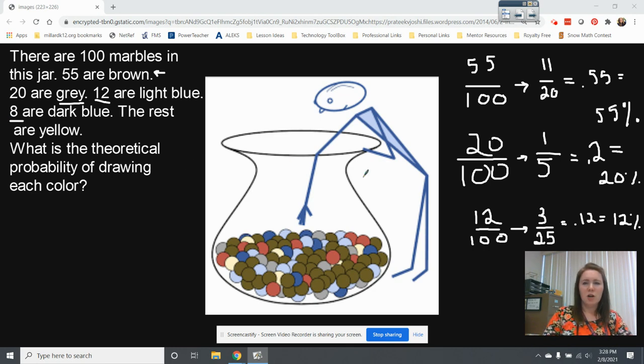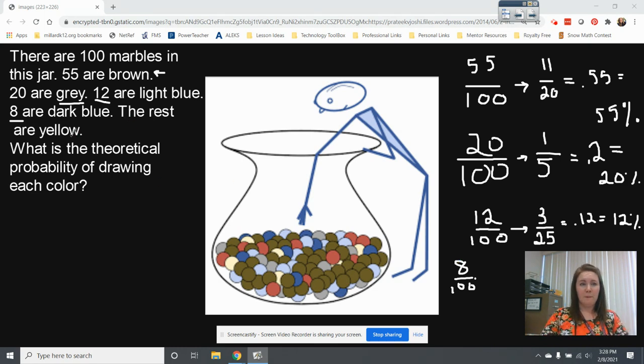8 are dark blue, so you can catch on. 8 over 100. Same as before, we're going to simplify it. We're going to turn it to a decimal. We're going to turn it to a percent, and that's going to be 8%. So we expect 8% of the time to get a dark blue marble, or there's an 8% chance of getting a dark blue marble. Now here's this last one.